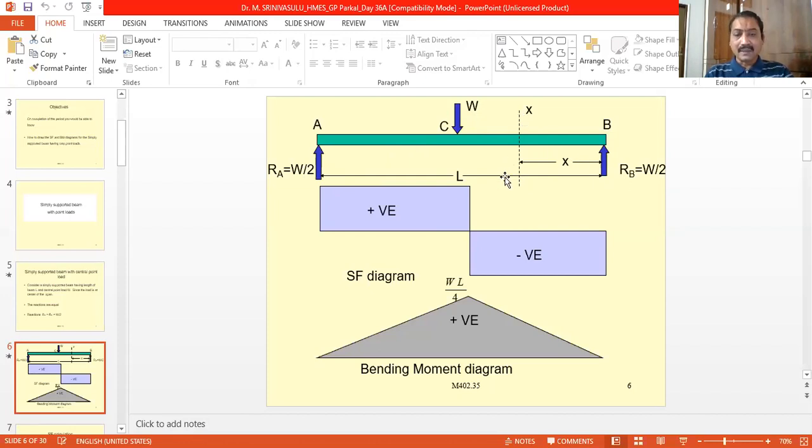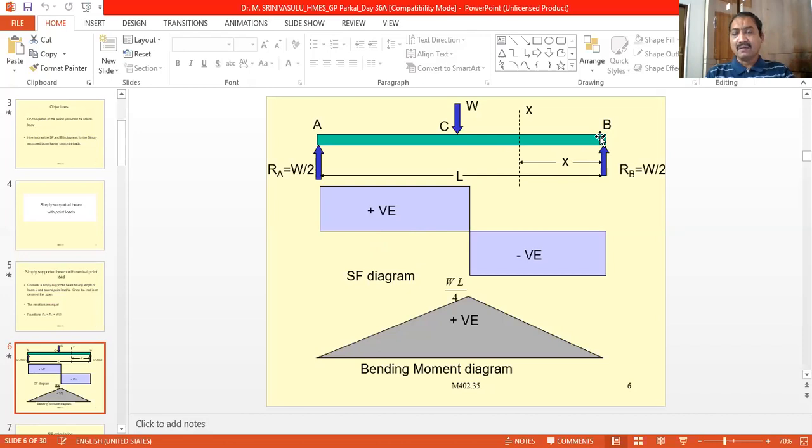Now to draw the shear force diagram and bending moment diagram, we have to consider the section XX. This is the section XX at a distance of X from the right support B. Now, for example, I want the bending moment at the point B, so you take the section exactly at this point.